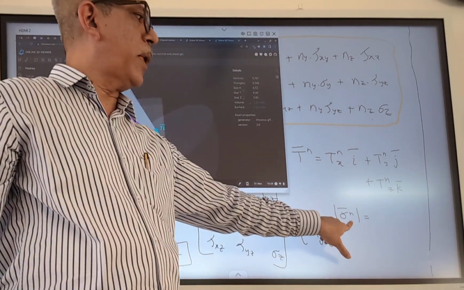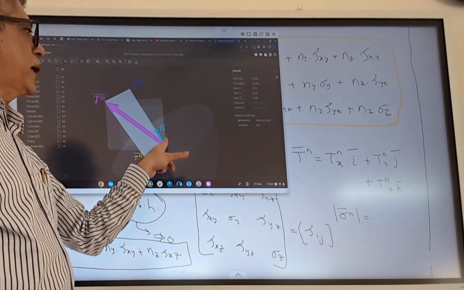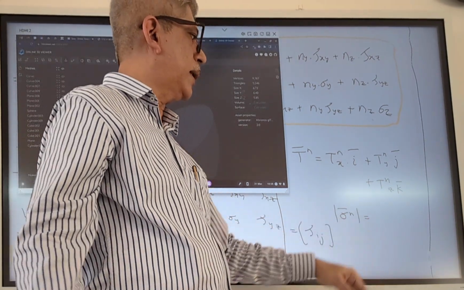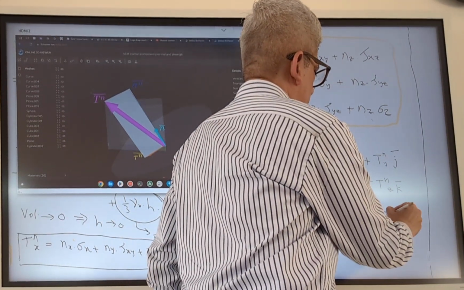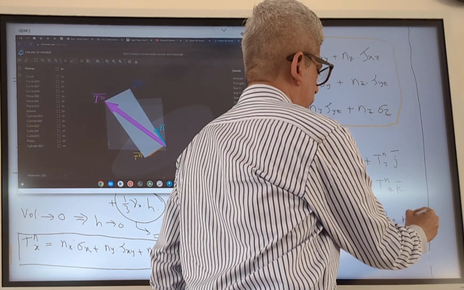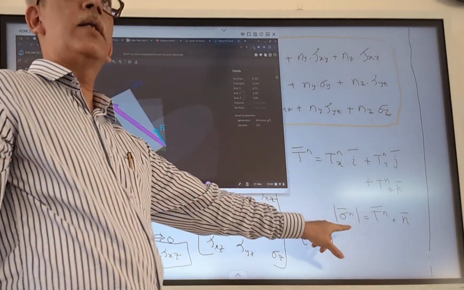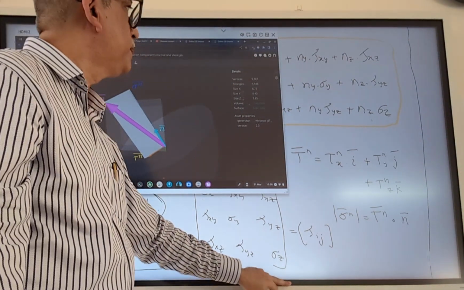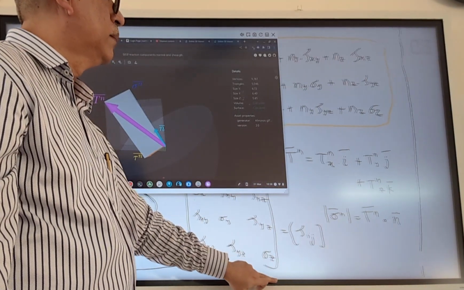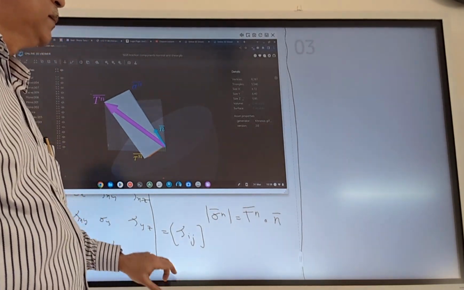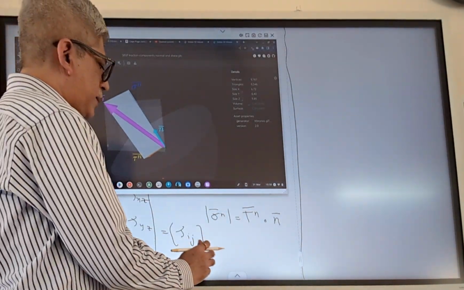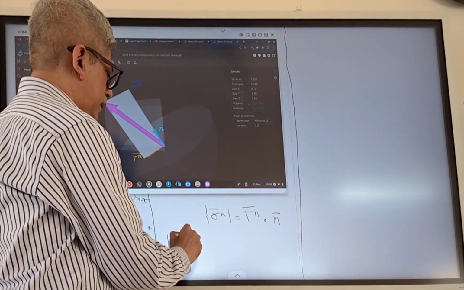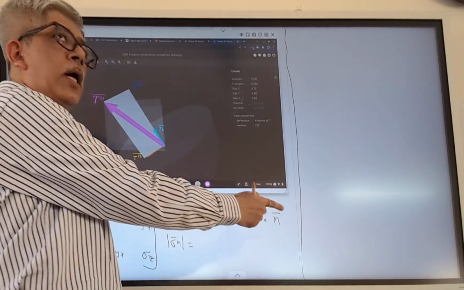So this indicates sigma n bar is this vector. The size of this vector is denoted by this double bar, so that is given as Tn bar dot n bar. That is how you will find the magnitude of the normal vector. Now written explicitly, the magnitude of the normal vector is Tn bar into n bar.